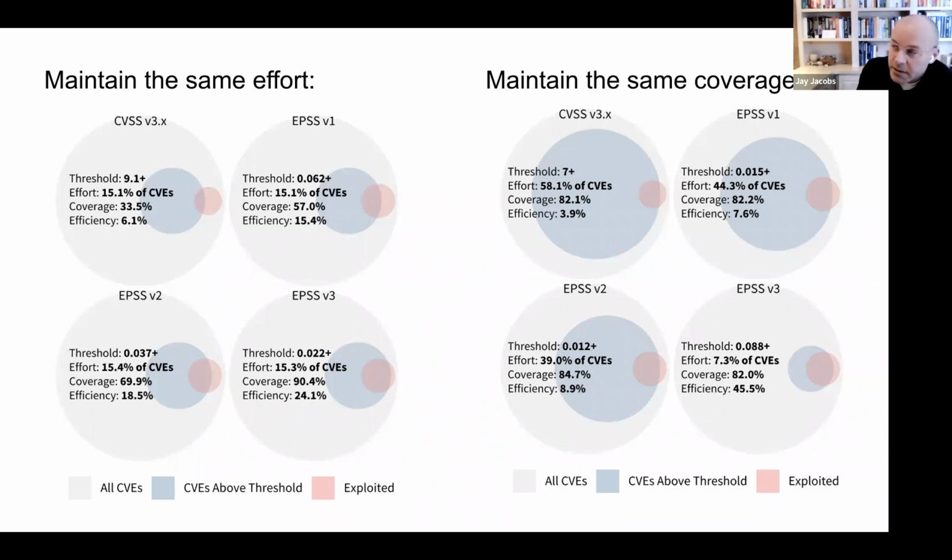We go from an efficiency of 6% with CVSS 3 at 9.1 and above to an efficiency of 24% with EPSS V3 and a coverage of 90%, which is great. And that threshold is, say, remediate 0.02, 2% and up in V3. And then if you maintain the same coverage, like in that CVSS strategy of 7 and above, where we get a coverage of 82%, you can see how the level of effort drops. 7 and above is about 58% effort in that particular plot, and EPSS V3 is 7% effort.